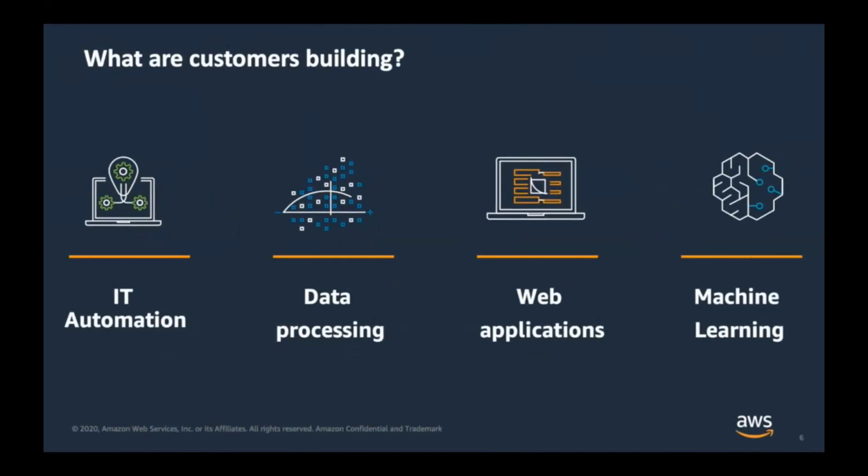Okay, so we see customers building a wide variety of applications with serverless as the building blocks to these applications. And there's a few common areas where we tend to see a huge benefit in this. So some companies start out by using IT automation, such as using Lambda functions to validate some configuration each time an EC2 instance is launched.